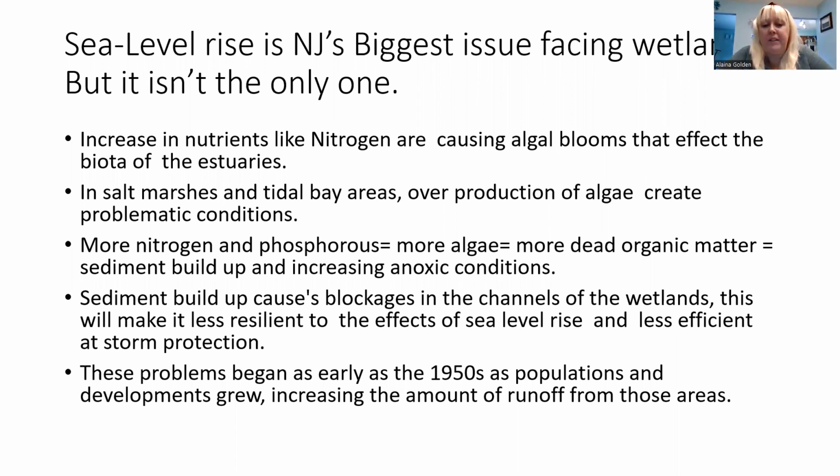More nitrogen and more phosphorus means more algae, which means more dying algae and more dead organic matter. And then we have the buildup of sediments, buildup of dead organic matter. And then we also can have increasing anoxic conditions, which is not good because then it's going to perpetuate the cycle of things dying and more buildup of organic matter. Sediment buildup like this can cause blockages in the channels of the wetlands. And that makes it less resilient to the effects of sea level rise and also less efficient at storm protection.